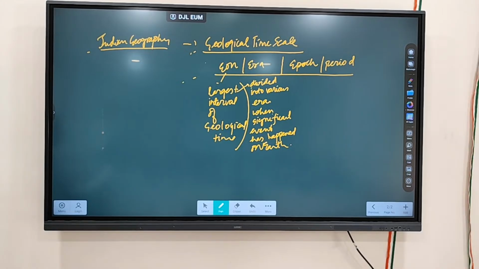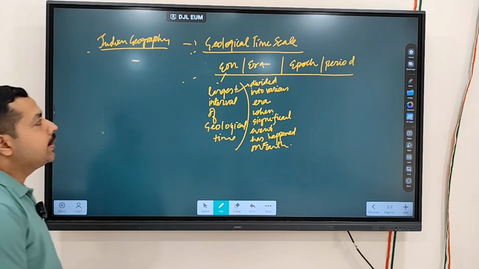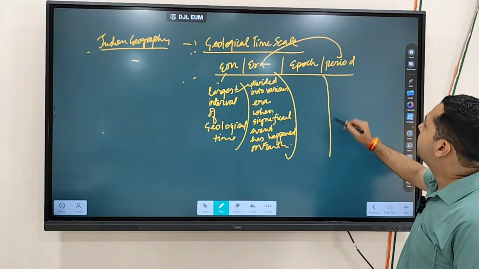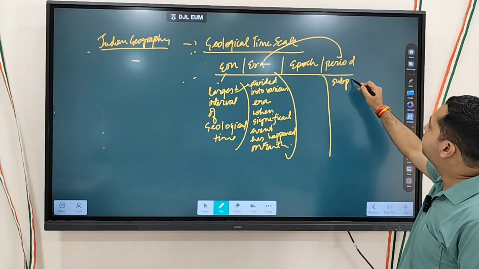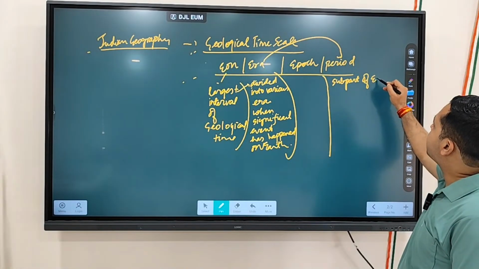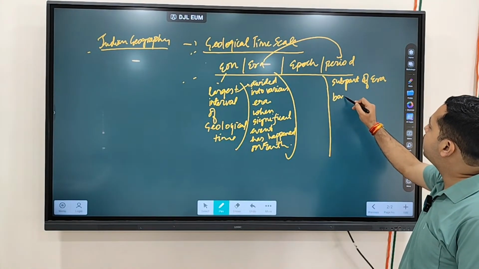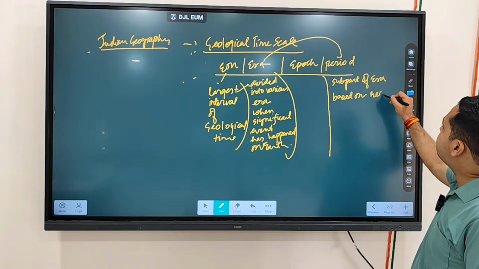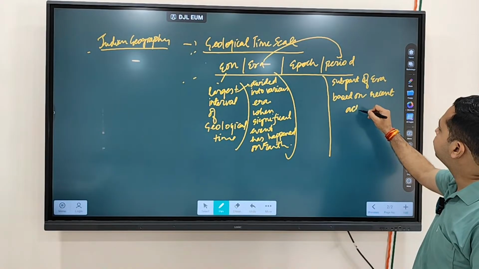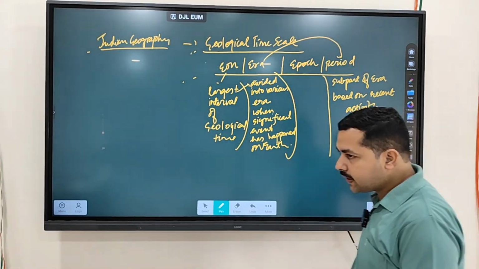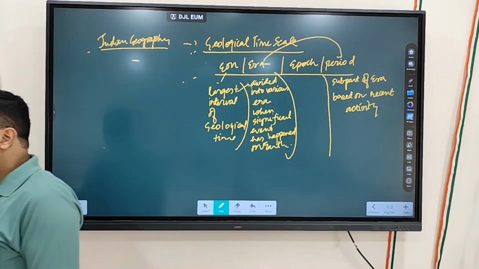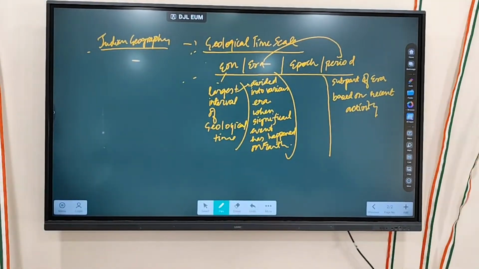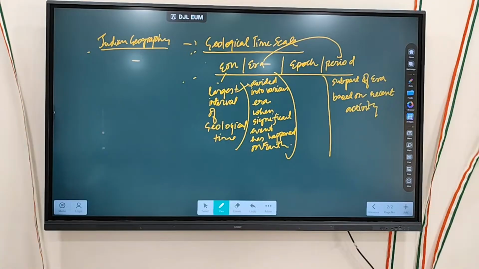Clear? Now era is something that is divided into what? Era is divided into periods. So a period is a sub part of era, based on the recent activity. What are the important recent activities that have taken place? Based on that, we are dividing era into periods.